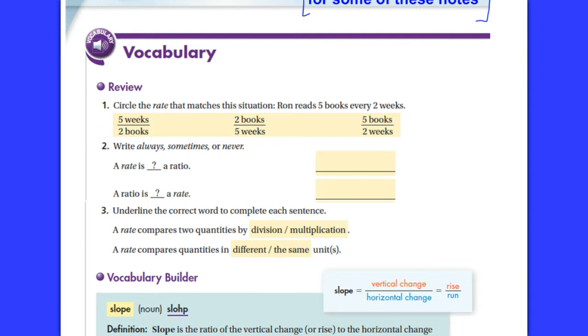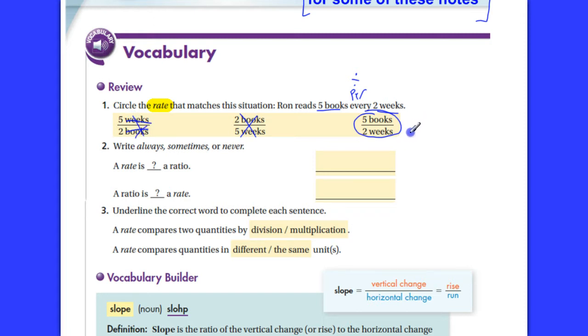So let's dive right into things with number 1. It begins with the word rate, and it says which rate matches the situation. Ron reads 5 books every 2 weeks. Now, I really like the word per. In my head, if I can put the word per in there, it helps me know that means division, and it's 5 books per 2 weeks. So the correct rate would be this one right here. It's 5 books per 2 weeks, because the other ones, this one is flip-flopped, and this one has the wrong labels. It should be 5 books, not 5 weeks. So the one on the far right is your answer there.